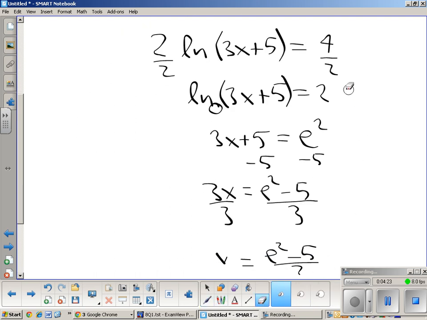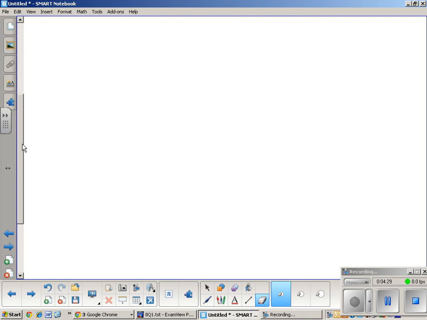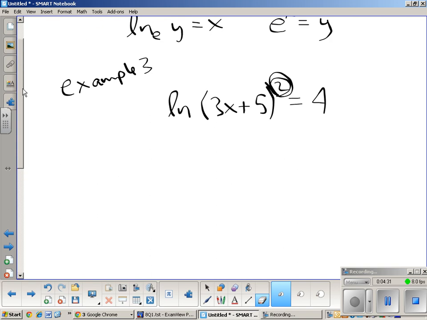I'm going to erase all this, and I'm going to do it the way they did it in the book. So now you can copy this down. This is going to be e to the 4th power is equal to (3x plus 5) squared.